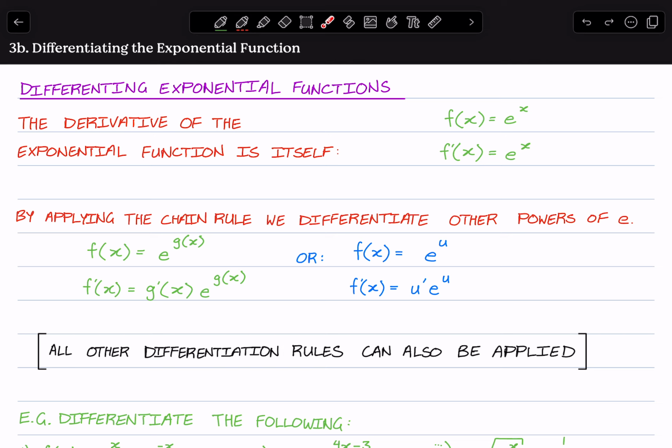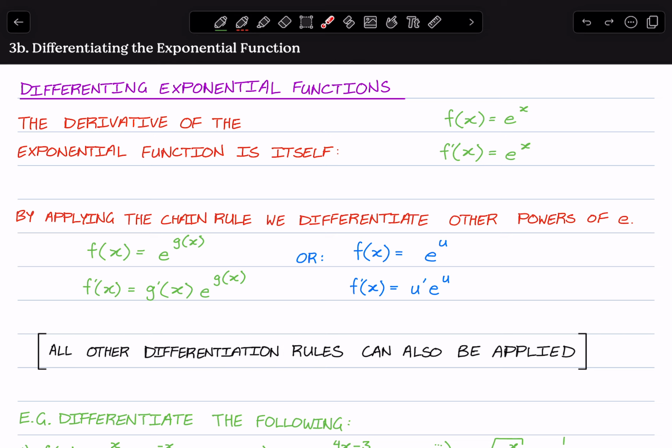By applying the chain rule, we can differentiate other powers of e. So instead of e to the x, we might have e to the power of g of x. Now notice that this is the chain rule. The outermost function is e to the x, so the derivative of the outer function is itself. But then because of the chain rule, we multiply by the derivative of the inside function, g prime of x.